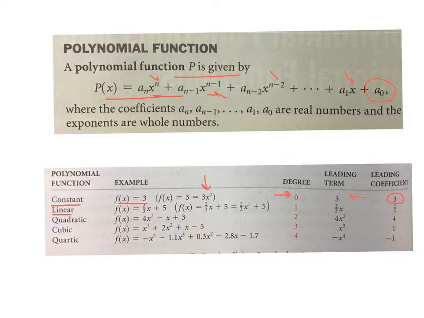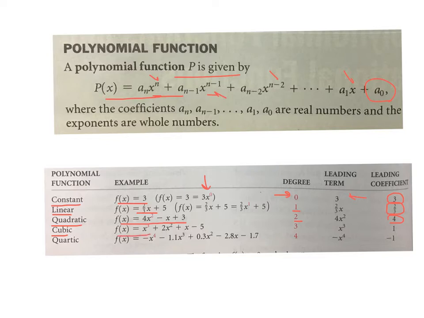So let's look at another one. Linear looks like this, where the degree is 1. So we'll roll over to the next one. The degree is 1, 2/3 x plus 5. The degree is 1 because that's the exponent on the x. The leading coefficient is 2/3 because that's what's with the degree term. Quadratic is x squared. f of x is 4x squared minus x plus 3. The degree is 2 if it's quadratic because it's the biggest exponent. The leading coefficient is 4 on that one because that's the coefficient of the leading term, 4x squared.